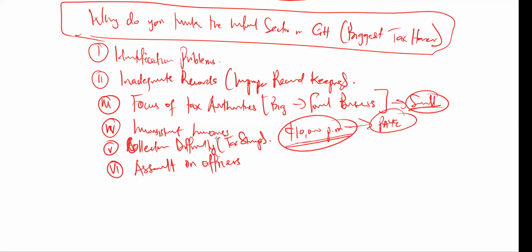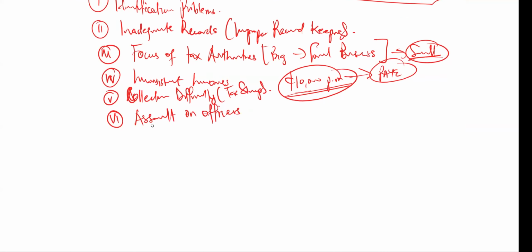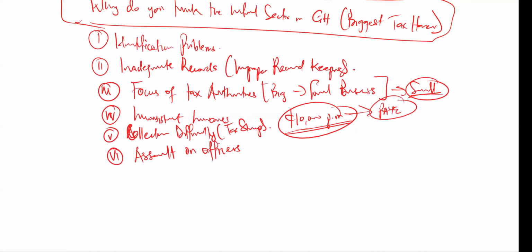Prof, can we also say the cost associated with the collection? Yes, so you are looking at cost beneficiality, right? The cost beneficial aspect of it. So the cost of collection may outweigh the benefit, right? The cost of collection may outweigh the revenue collected.